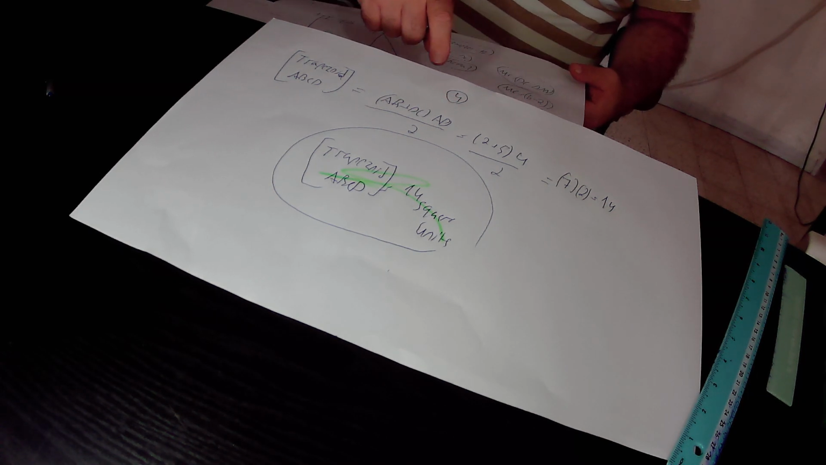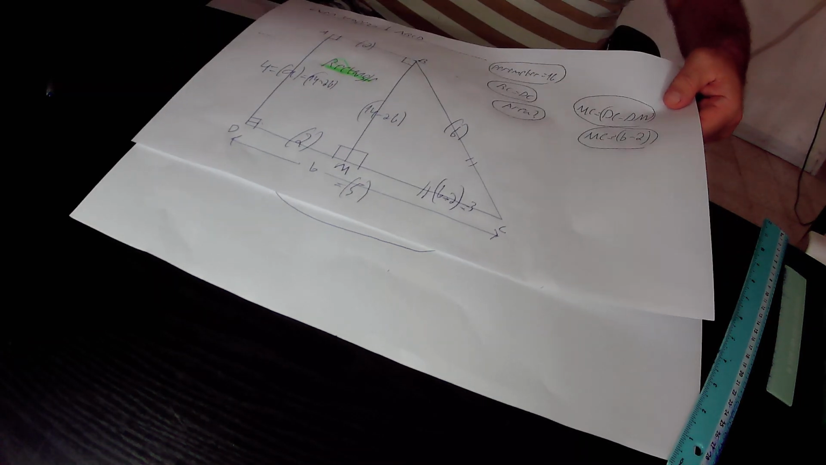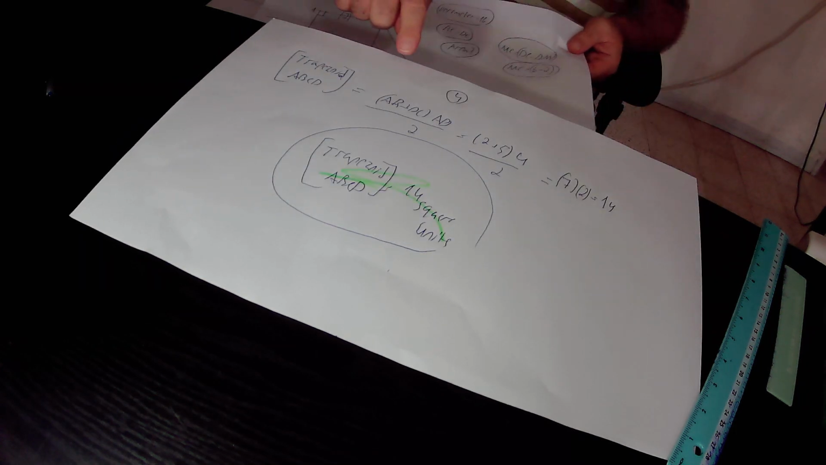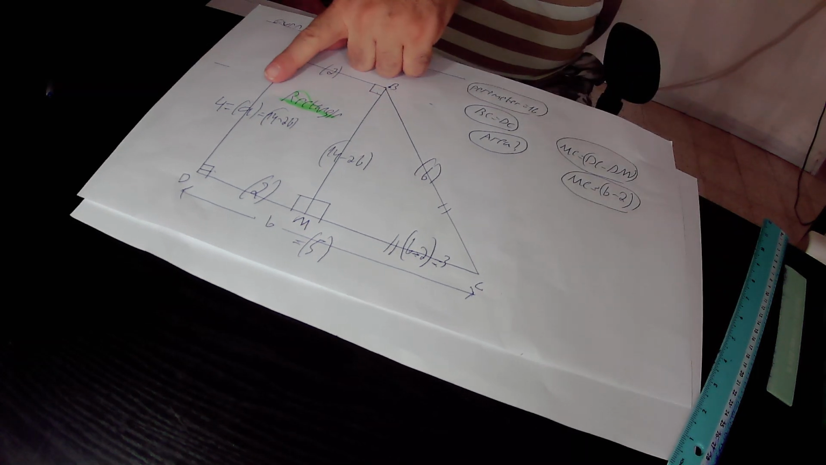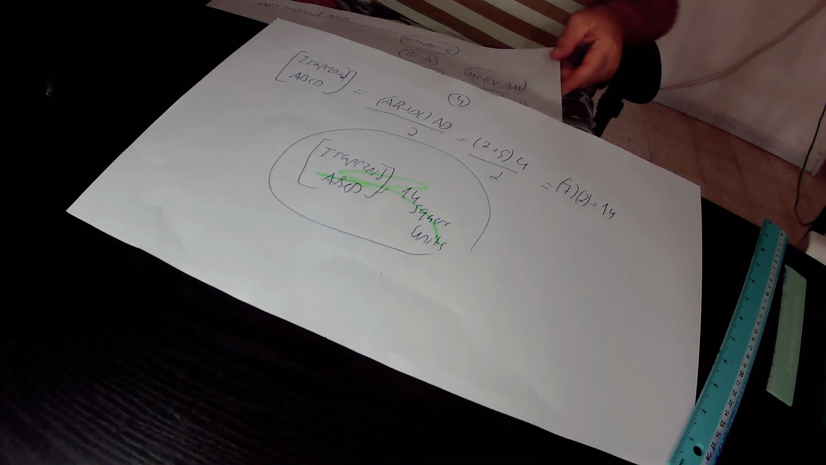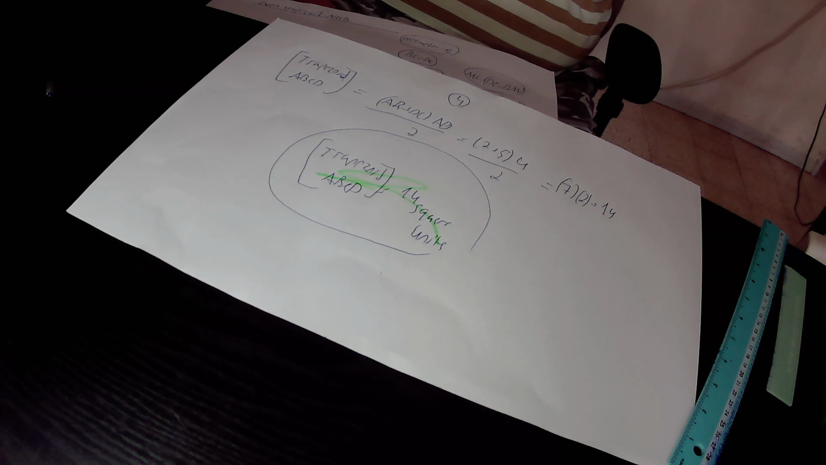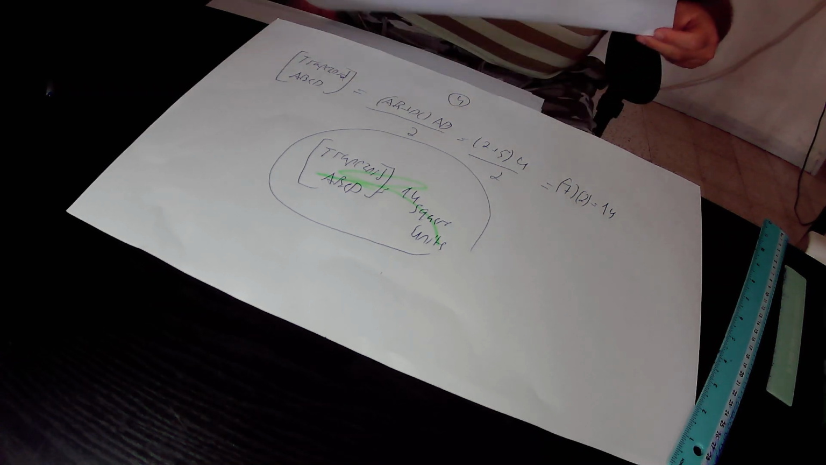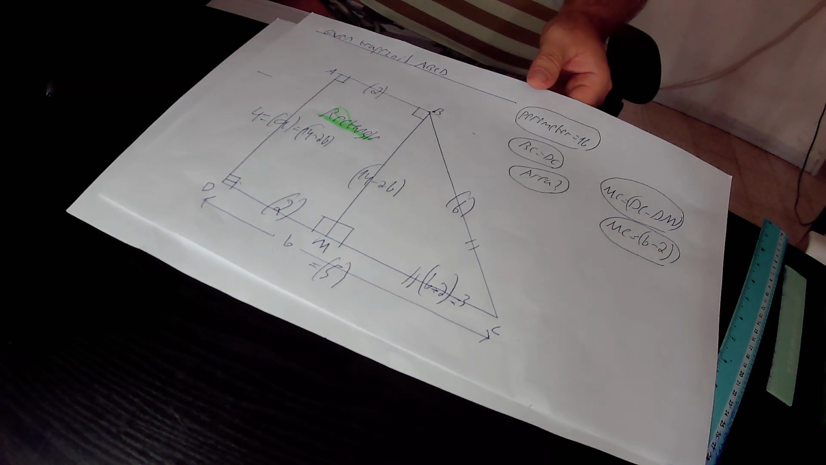AB is 2, and DC is b, and b is 5, so DC is 5. The height AD is 4, divided by 2. So in total we found out that 2 plus 5 is 7, and 4 over 2 is 2. So this expression equals 7 times 2, that is 14. So we found out that the area of this trapezoid ABCD is equal to 14 square units. So we finish with the first question.